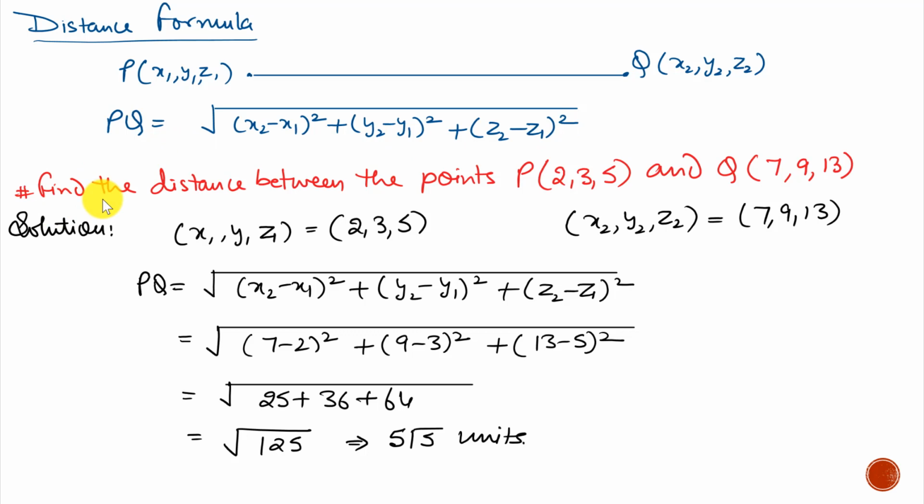We can explain with the help of an example. Find the distance between points P (2, 3, 5) and Q (7, 9, 13). Here x1, y1, z1 is 2, 3, 5 and x2, y2, z2 is 7, 9, 13. Using the formula for PQ, square root of (x2 minus x1) whole squared plus (y2 minus y1) whole squared plus (z2 minus z1) whole squared. After calculation we get 5 root 5.